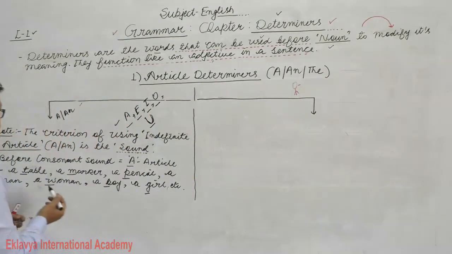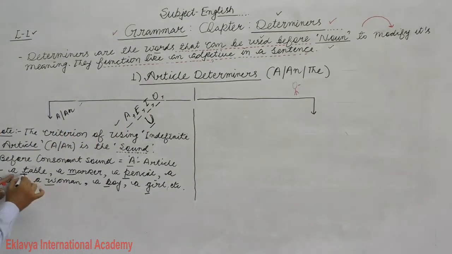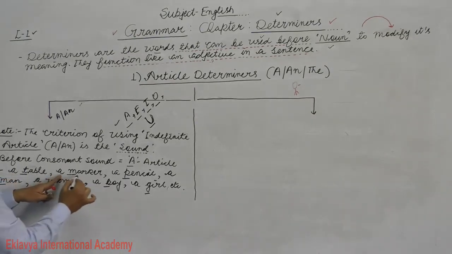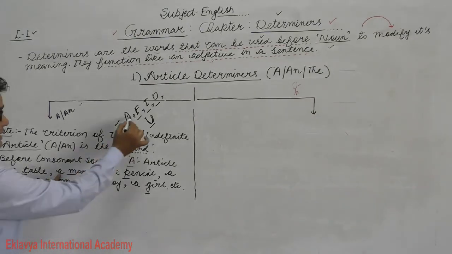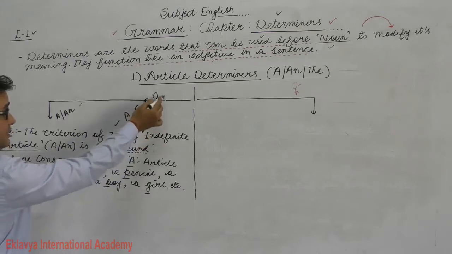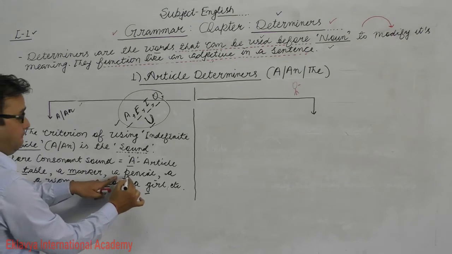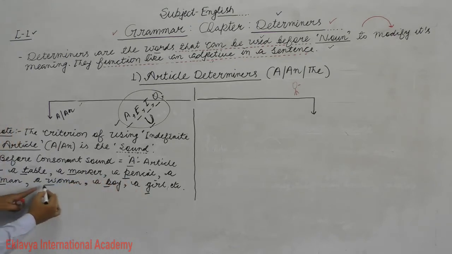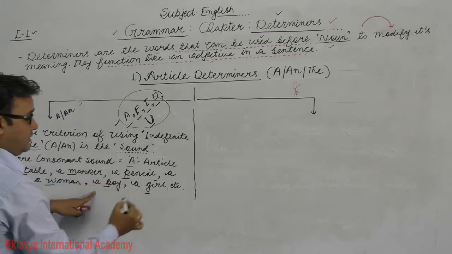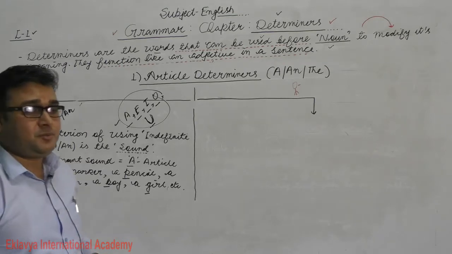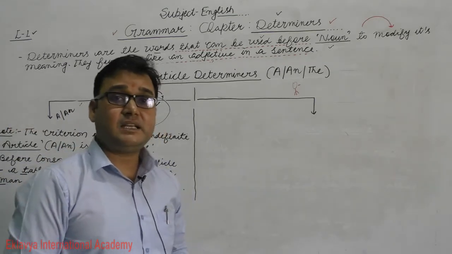For example, T is a consonant sound: table. Marker, M is a consonant sound. A, E, I, O, U, कहीं vowel का sound है यहाँ पे? We have no sound of vowel here. That's why we use a marker, a pencil, a man, a woman, a boy, a girl. Okay, these are the basics of using the indefinite article a.